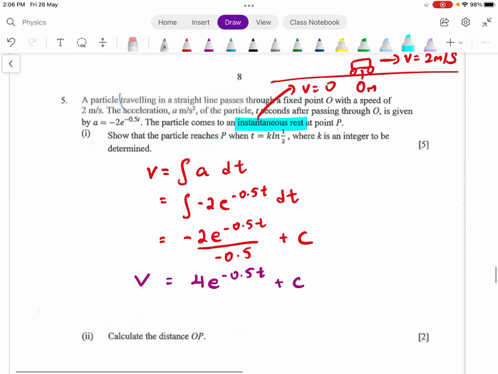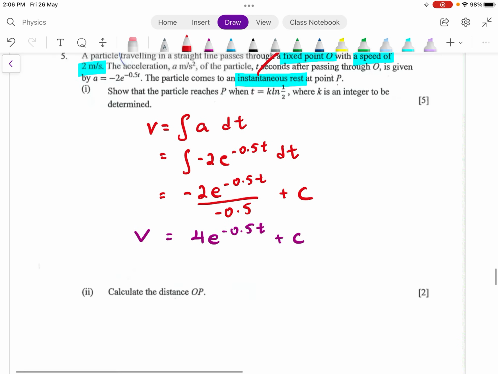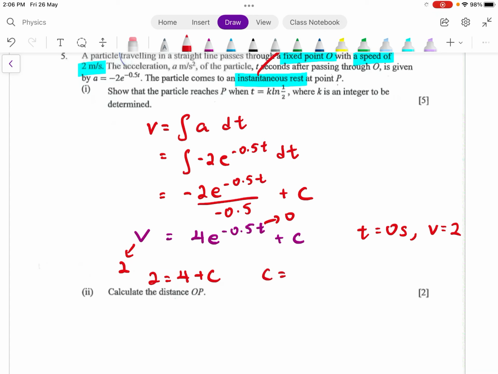Okay, so this is where this information comes in already. A speed of 2 meter per second when I pass through fixed point O. Always remember, when you pass through fixed point O, for this particular question, time equal to 0. So time equal to 0 second, your speed is equal to 2 meter per second. So this part you put 2, this part you put 0. So 2 is equal to 4, e to the power 0 is just 1, plus c. So c is equal to negative 2.